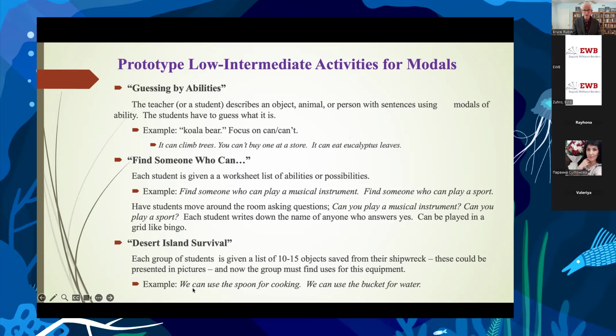So, example, we can use the spoon for cooking. We can use the bucket for water. So again, keep it simple, assuming these are low to intermediate, and I think you'll get a lot of conversation out of this. My experience has been that students enjoy imagining this scenario. It's been very popular in one form or another on American television for quite some time. There's a show called Survivor.